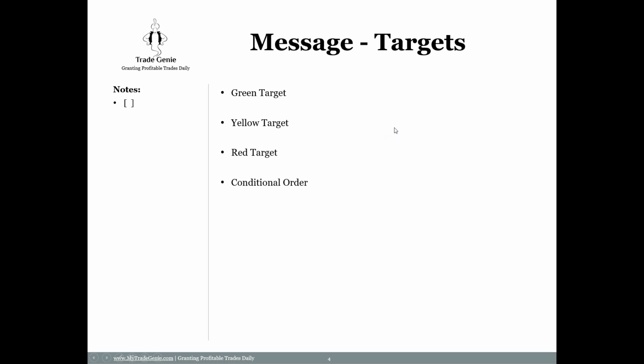And let's say the yellow target, I say, okay, it's 254. And the red target, let's say 261. So that's the example. So I should have written down the example. So those are the three targets, green, yellow, and red. So now what to do at those three targets?